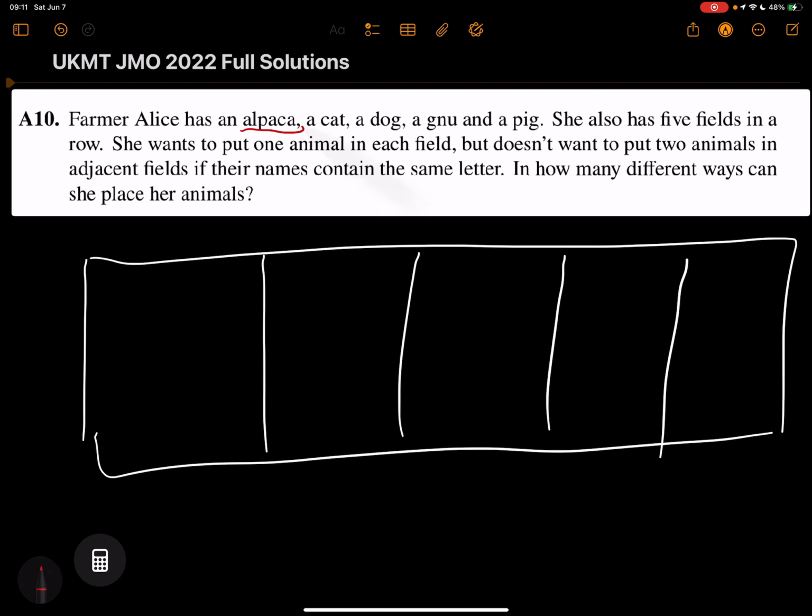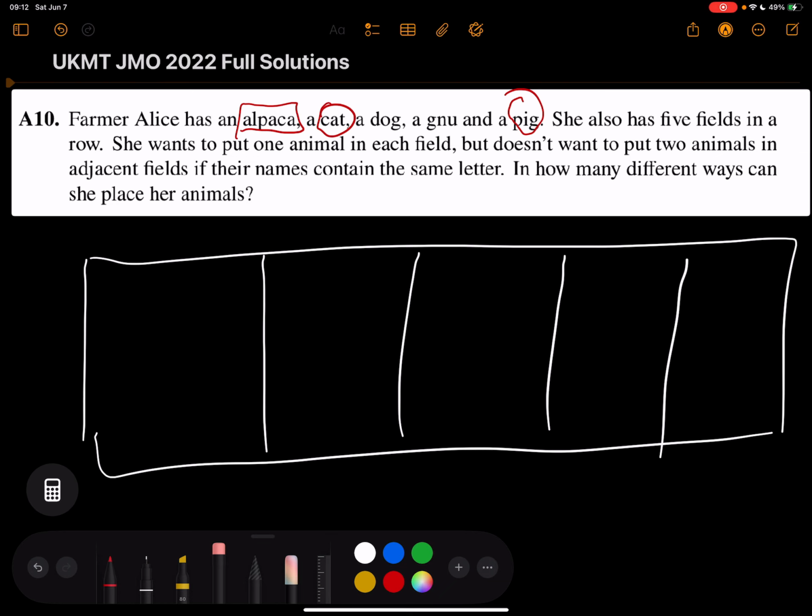here, alpaca, has the letters A, P, and C, which are all contained in cat and pig, and I think that's it, yeah. So alpaca, we noticed, cannot be next to a cat or a pig. That is an important piece of information to note.